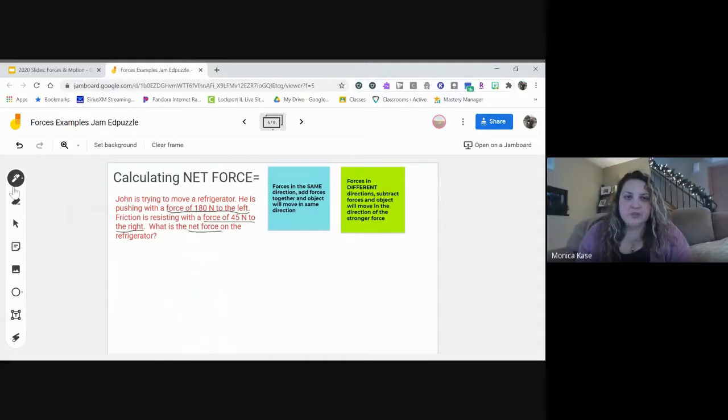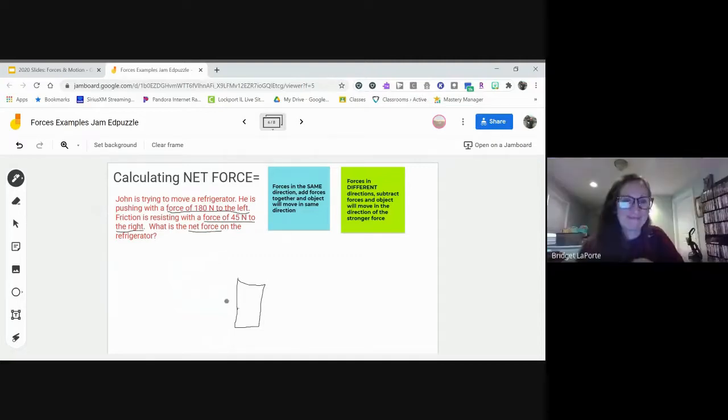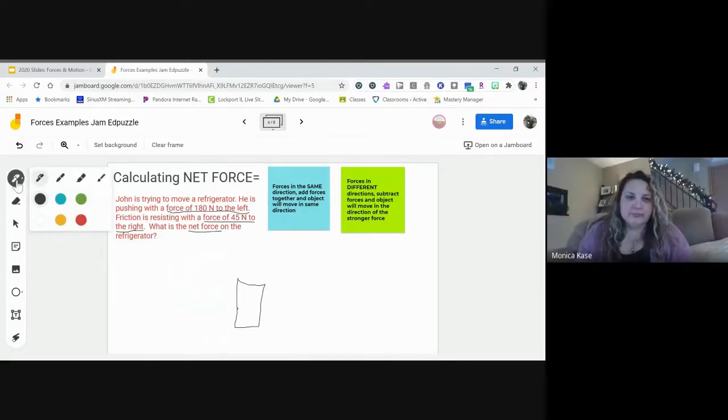All right, and we always say draw a picture. So let's draw a fake refrigerator here. All right. Make it a rectangle this time, so it's sort of refrigerator-esque. Beautiful. All right, so we've got John pushing with a force of 180 newtons. So we're going to pick one side and we're going to say we've got force going to the left with 180 newtons. All right, but we've got friction resisting that force with 45 newtons, and that's going to the right.